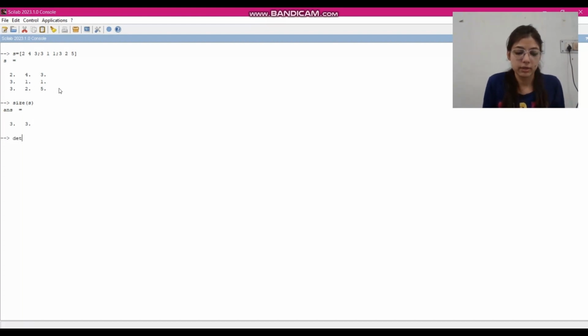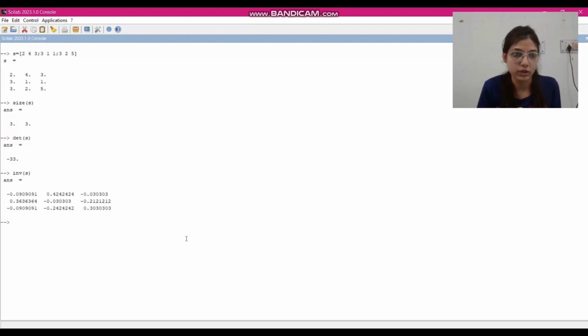Now I'll write the determinant of S. Determinant of S is minus 33. We can easily get the answer in a very short period of time. Inverse of S: since the determinant is not 0, the inverse exists, and we can get the inverse also. Rank of S is 3. So these things, determinant, inverse and rank, can be calculated easily.